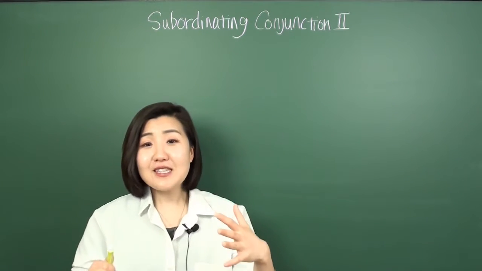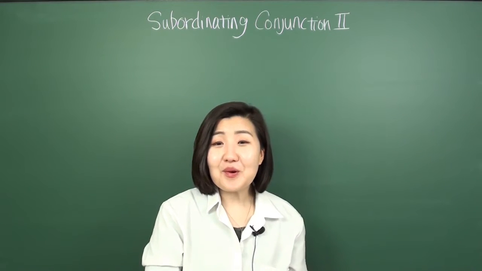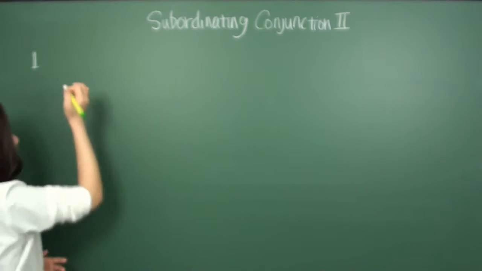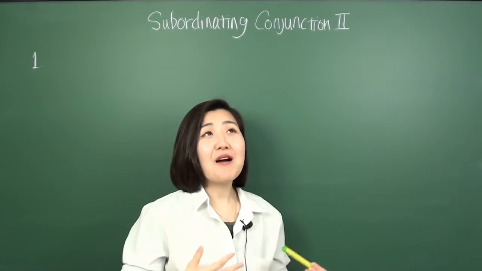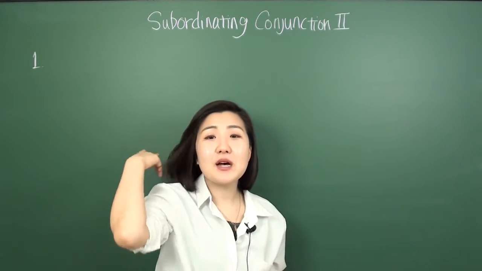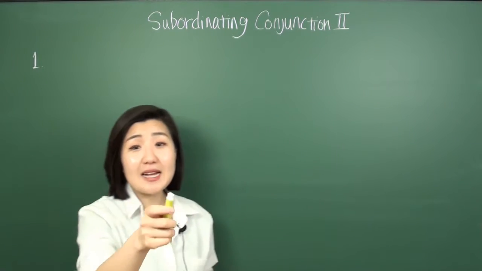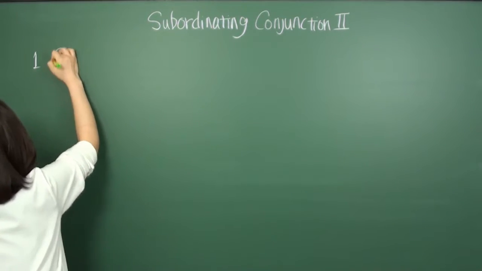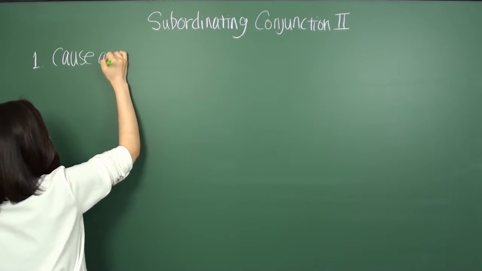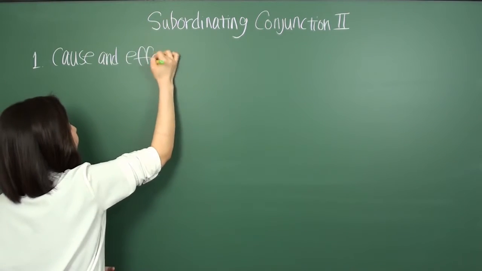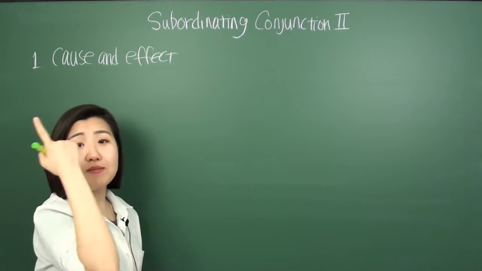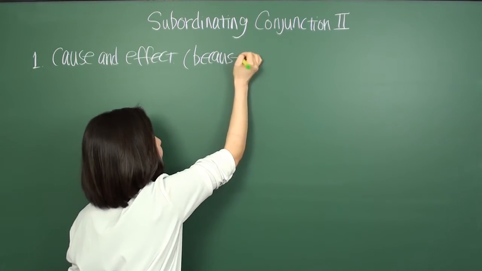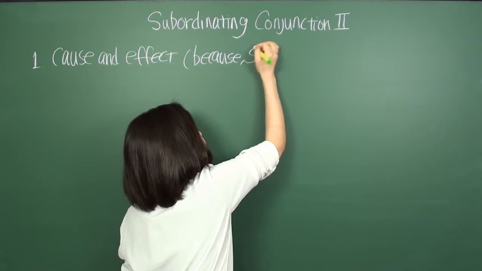Okay, then first of all, let's slightly review what kinds of subordinating conjunctions we learned last time. Let's see the first group. What kind of subordinating conjunction did we learn? Yes, the subordinating conjunction that indicates cause and effect, right? And what were these conjunctions? Yes, because and since.